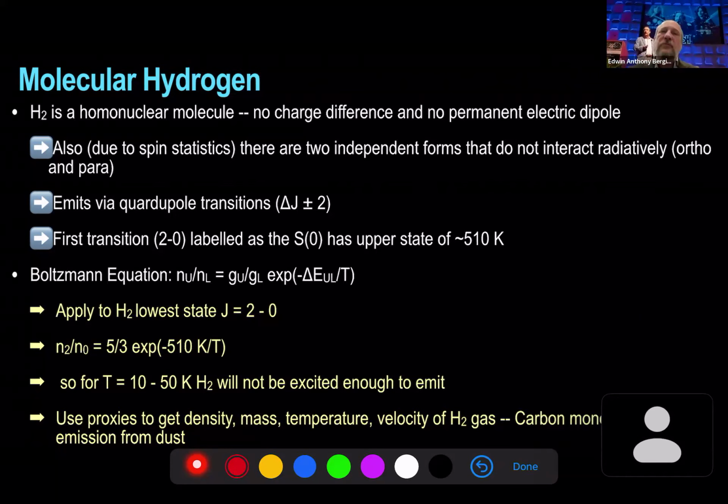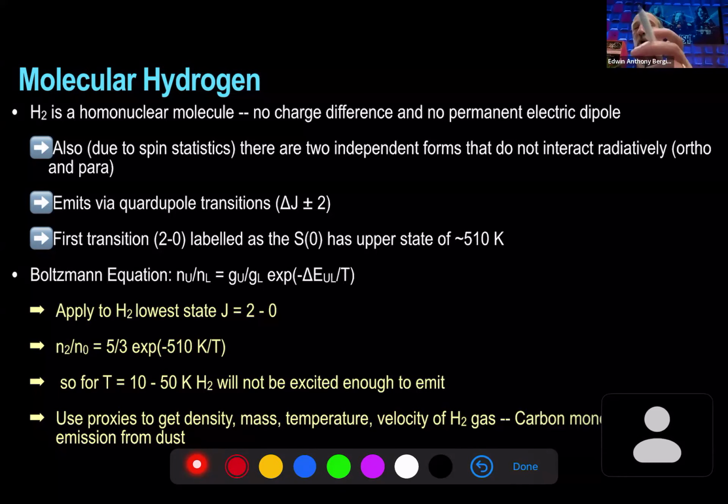Hydrogen doesn't have a dipole, but it actually does have a quadrupole. And quadrupole transitions don't have delta J equals 1 transitions, they have delta J of 2. So the first transition is the 2 to 0 transition, often labeled as S0. I don't want to get into that. That has an upper state energy of 510 Kelvin.